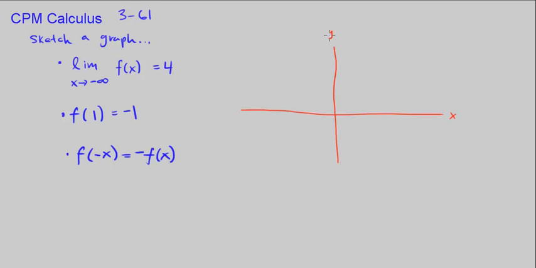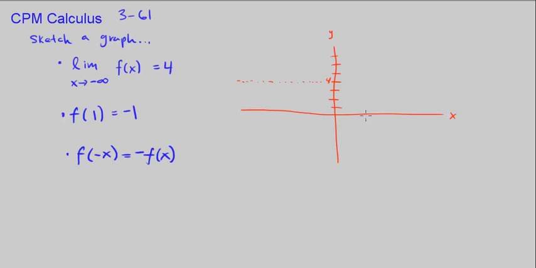X-axis, y-axis, right? The limit as x approaches negative infinity of f of x is equal to 4. So let's go ahead and count up to, so this is 4 here, right? And we know that all the way as we go approaching negative infinity, we're going to either be there or maybe we'll be up here, right? Okay, so something around 4.